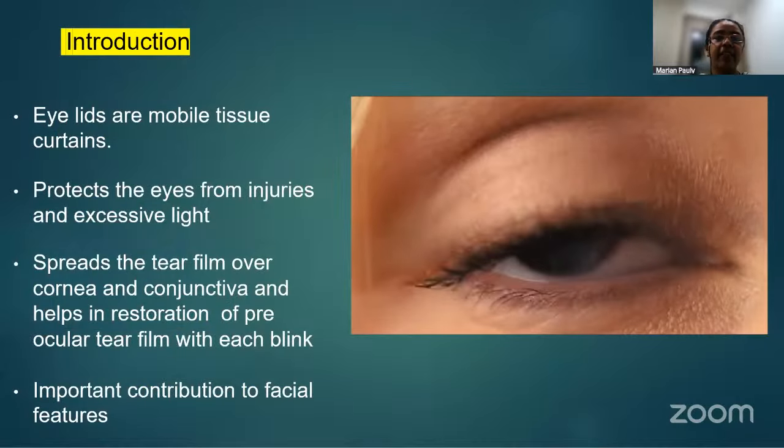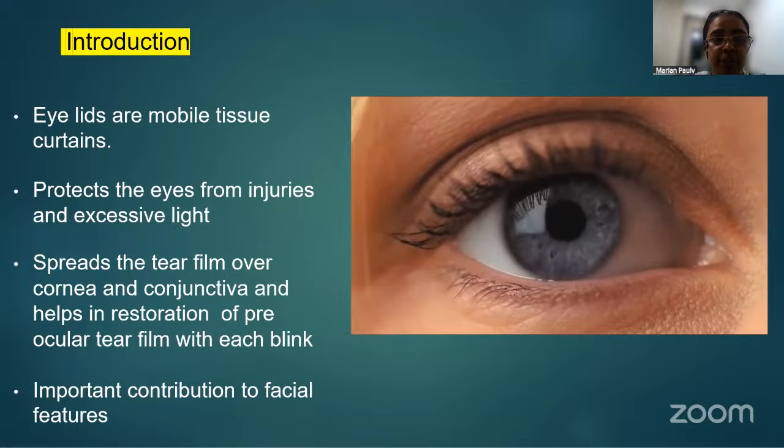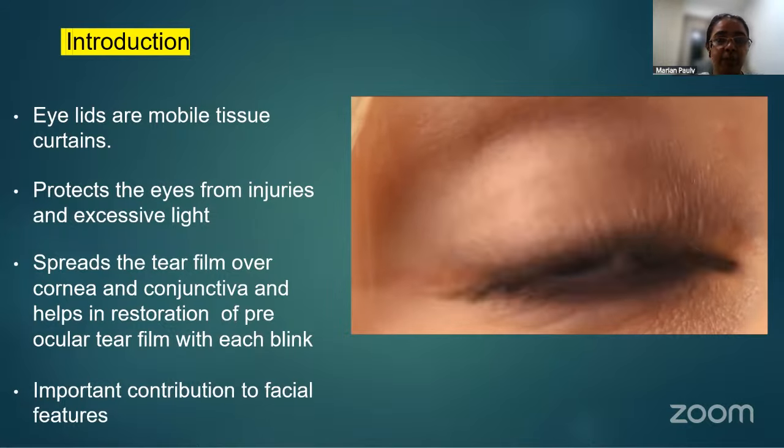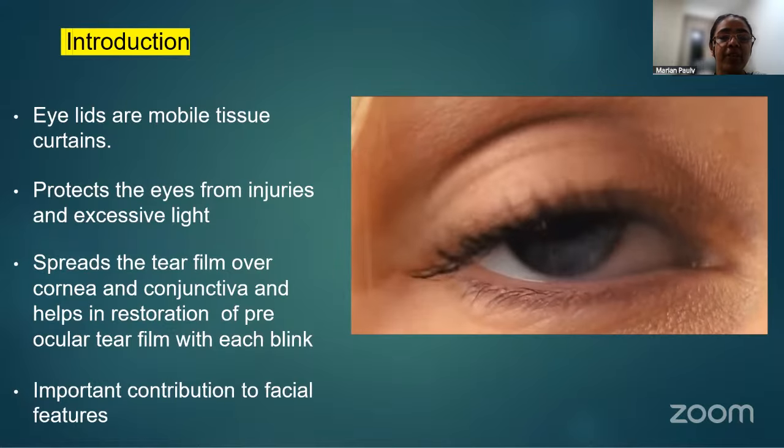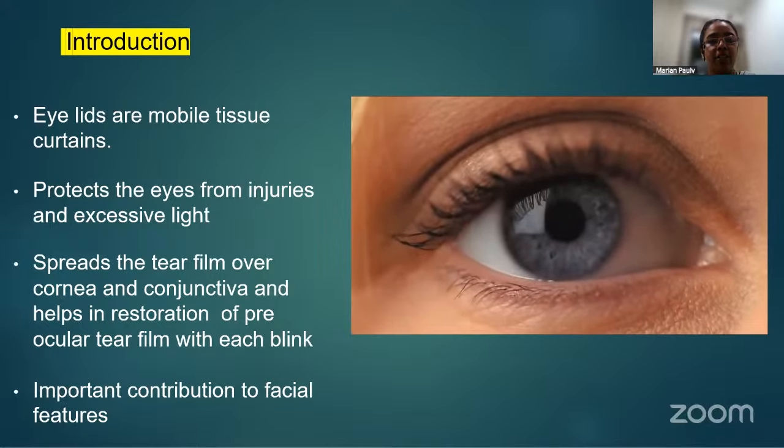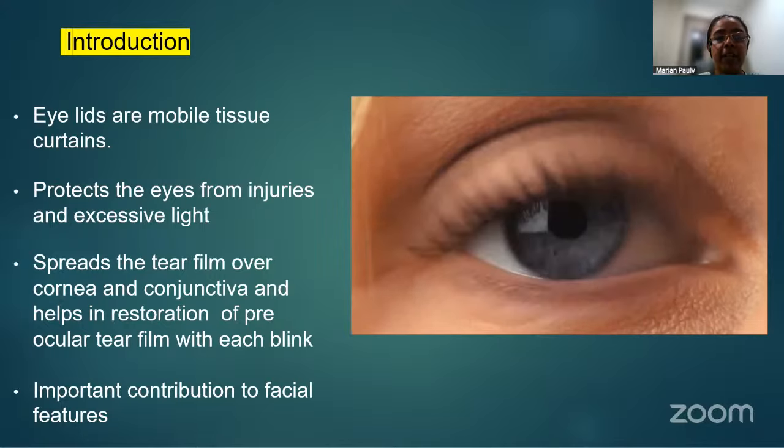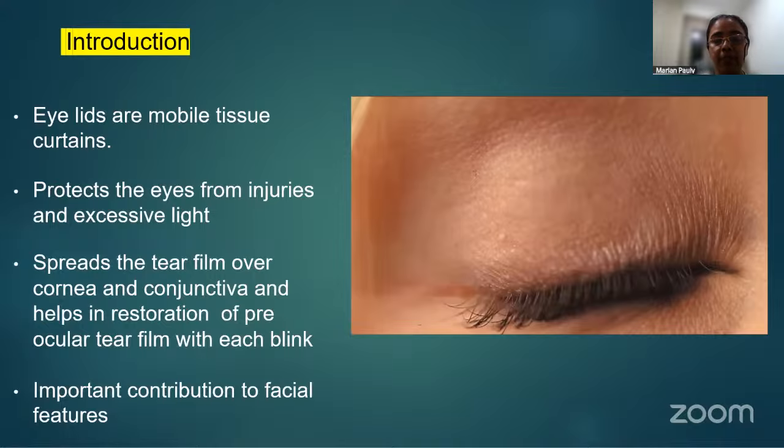So let us start. We know eyelids are mobile tissue curtains, as we see in this video, and protect the eyes from injuries and excessive light, spread the tear film over cornea and conjunctiva, help in restoration of preocular tear film with each blink, and most of all, contribute very importantly to the facial features of a person.